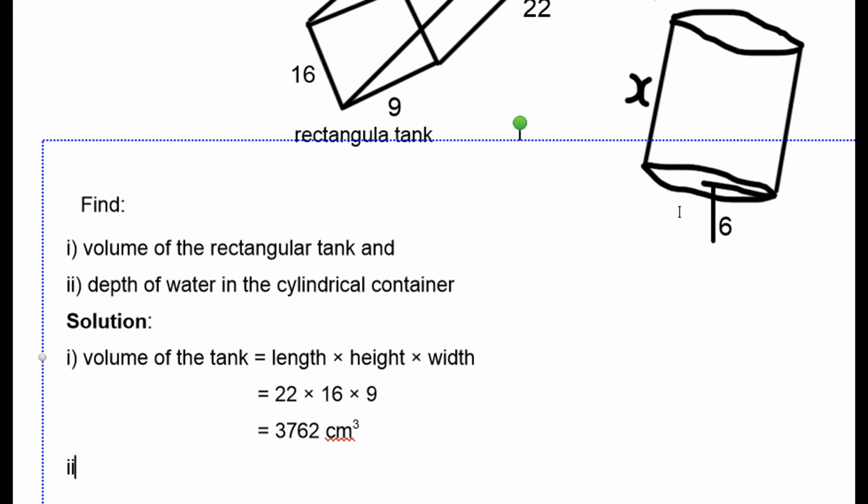Now let's solve question 2. Now what is the area of the cylinder? Equals pi r squared, which is equal to pi, which was given as 22 over 7, times the radius of the cylinder, which is 6, squared. So what is the area of the cylinder now?